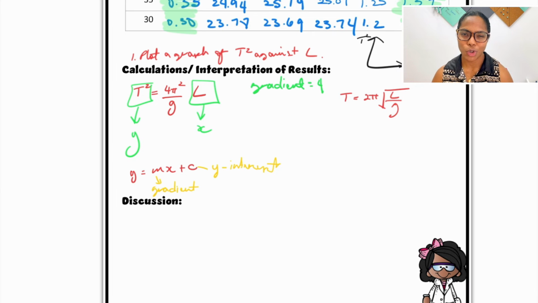I am just saying 4 because I remember a past paper question I did with my Form 4 physics class one day, and the gradient ended up being 4. So gradient is 4, then it means that I could say 4 pi squared on g is technically equal to 4, because I recognize that 4 pi squared on g represents our gradient.